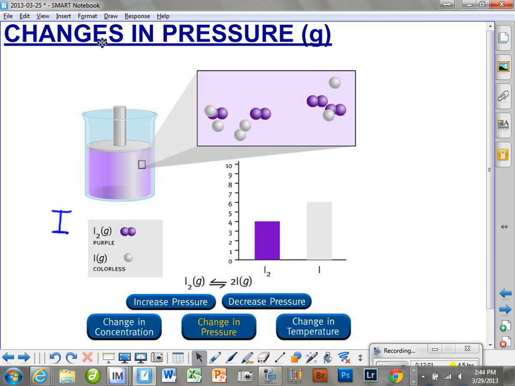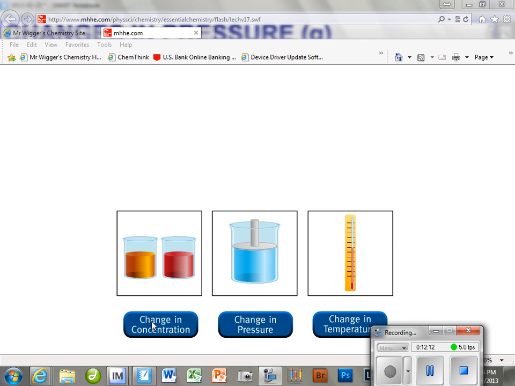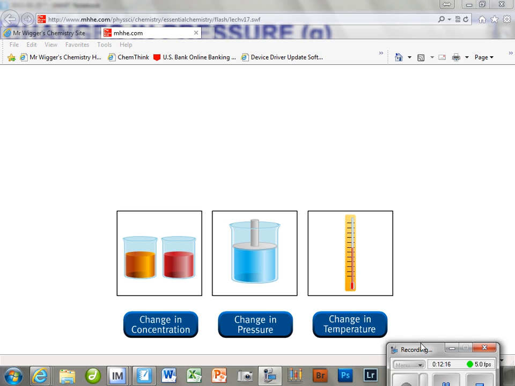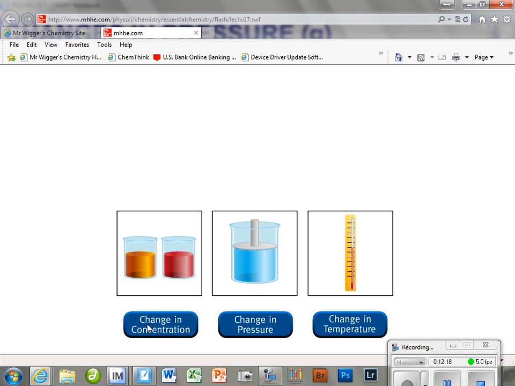So let's continue here. Changes in pressure. In fact, why don't we do the animation as we go? Now that we've talked about changes in concentration, let's actually see the animation and how that actually works. Here we go.